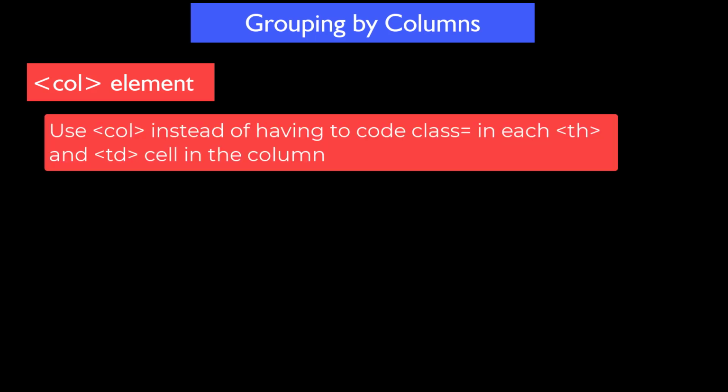So what the col element brings to the table is saving having to code class equals in each TH and TD cell in the column. That's not much if you don't intend to specify a background color or border for those elements. You see, at first, I thought the col element would be how you define columns, but I was wrong.